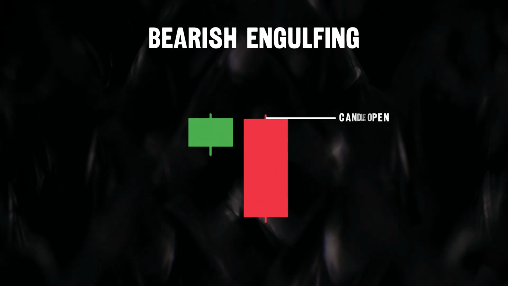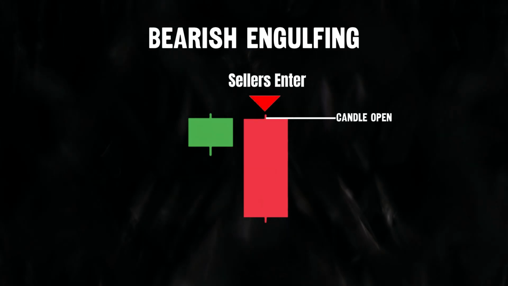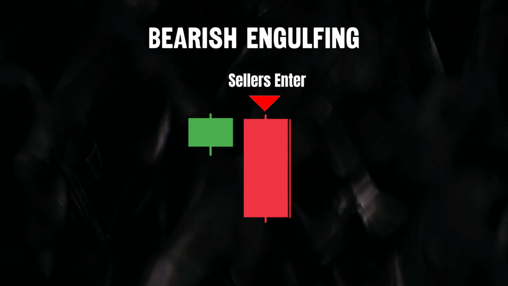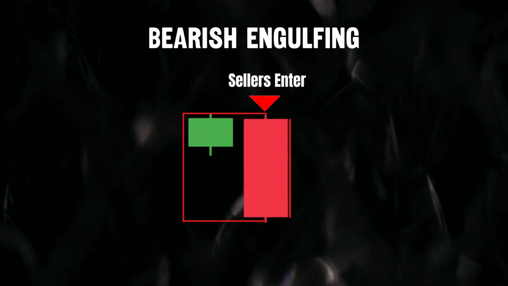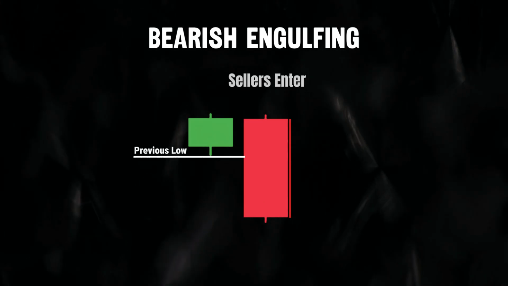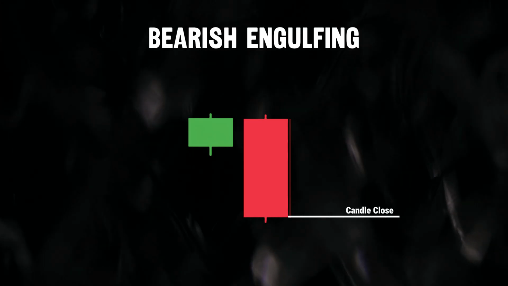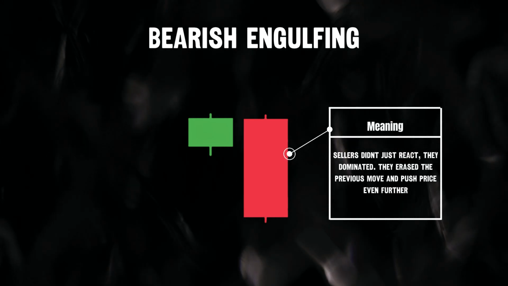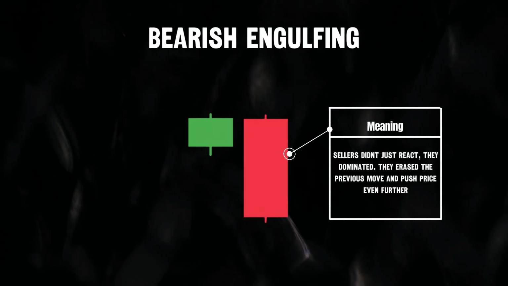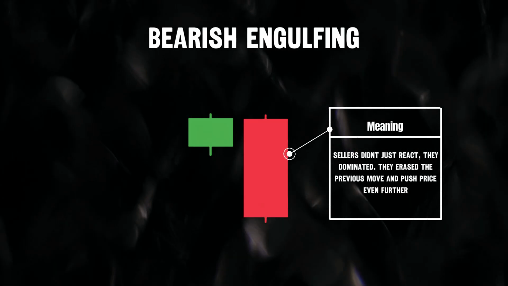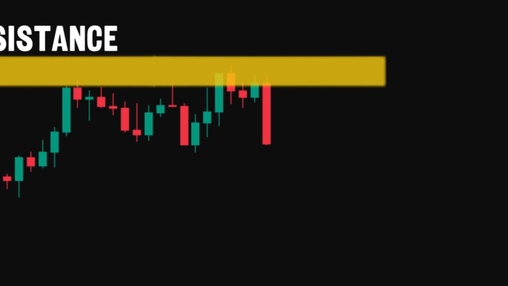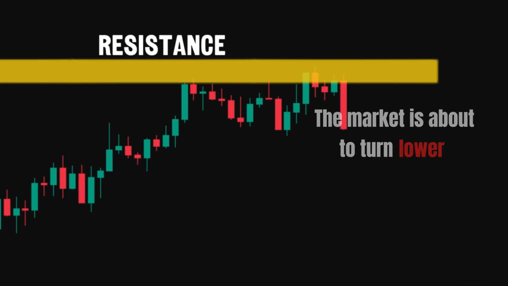But then the next candle opens, and sellers step in with force. They drive price down so aggressively that the new candle completely engulfs the previous one. It breaks below the prior low and closes strong to the downside. That tells you everything you need to know. Sellers didn't just react, they dominated. They erased the previous move and pushed price even further. So when this pattern forms after an upward move, especially near resistance, it can be a sign that the market is about to turn lower.